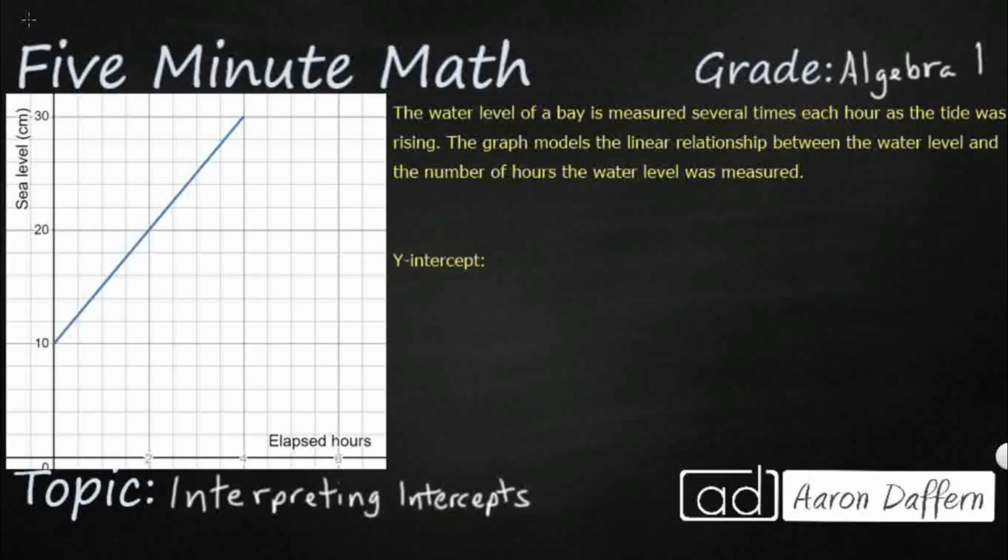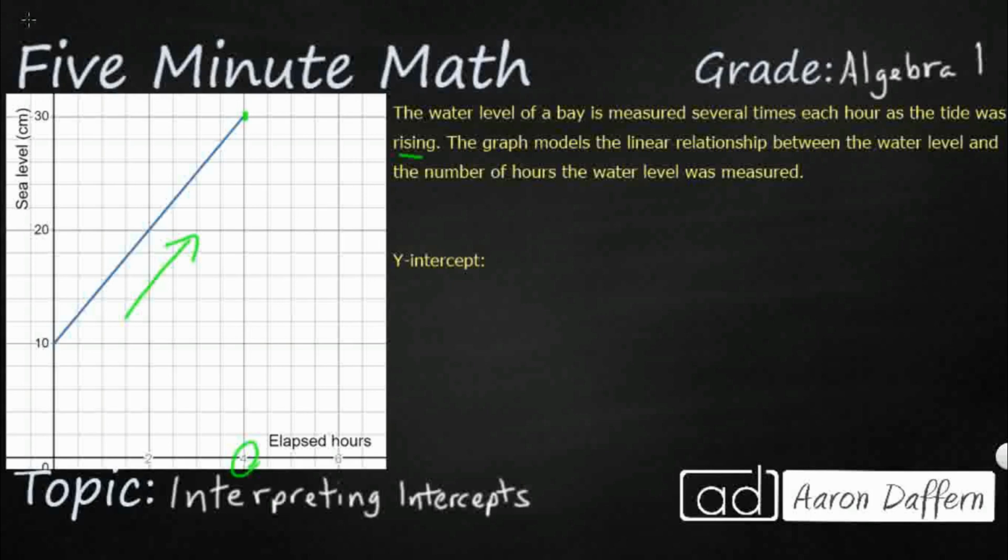So now we have the water level of a bay. It's measured several times each hour as the tide was rising. So we have a rising tide. You see we have the positive slope there. And we have a graph modeling the linear relationship between the water level and the number of hours. The water level was measured for just 4 hours right there. That's the elapsed hours. Now we just need to, in this particular problem, evaluate what is that y-intercept.